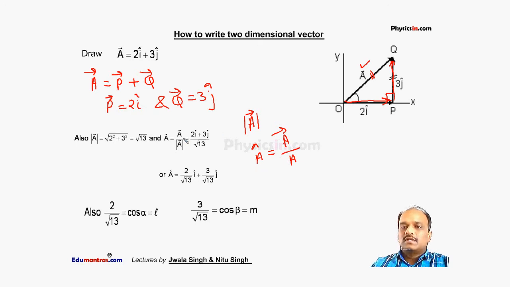Now we know vector A is 2 i cap plus 3 j cap, and mod of vector A is root 13. So A cap is 2 by root 13 i cap plus 3 by root 13 j cap. Now this 2 by root 13 is also called cos alpha, and 3 by root 13 is also called cos beta. This is alpha and this is beta. They are sometimes represented by L and M, also called direction cosine.